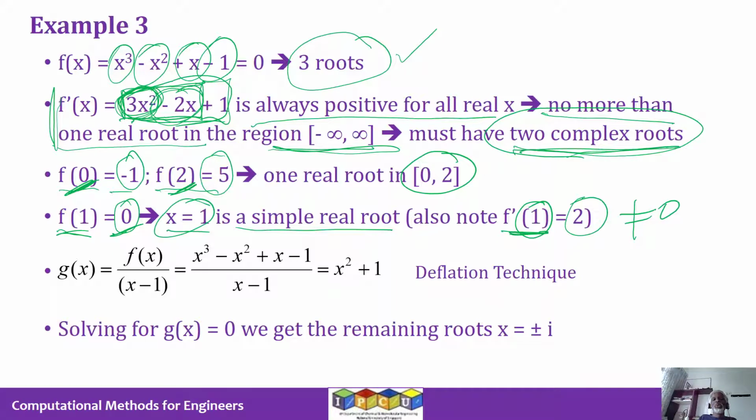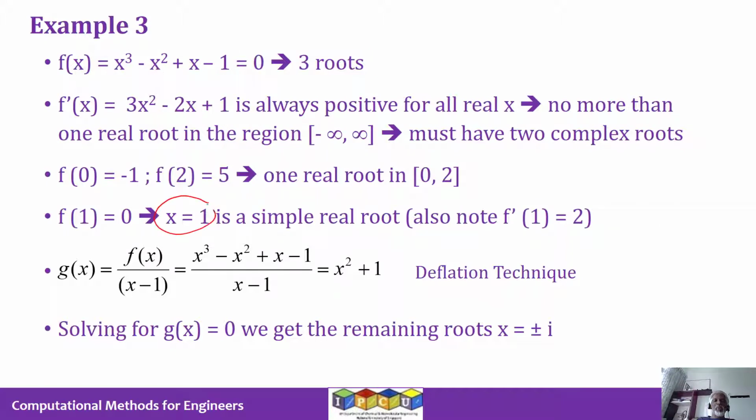Therefore, the root at x is equal to 1 is a simple root. There is no multiplicity. And there were enough clues that it has to be a simple root even earlier. We have found out that x is equal to 1 is one of the roots.